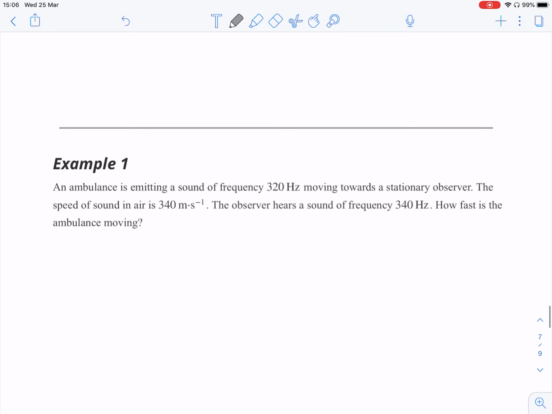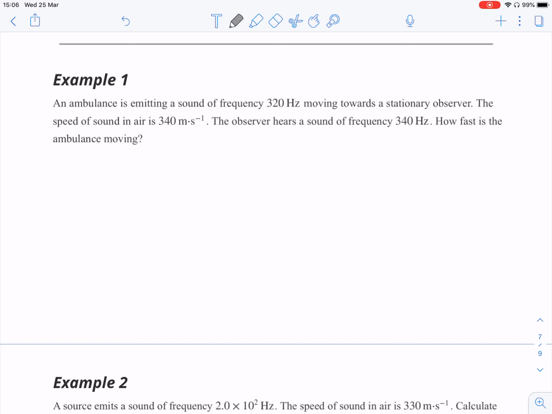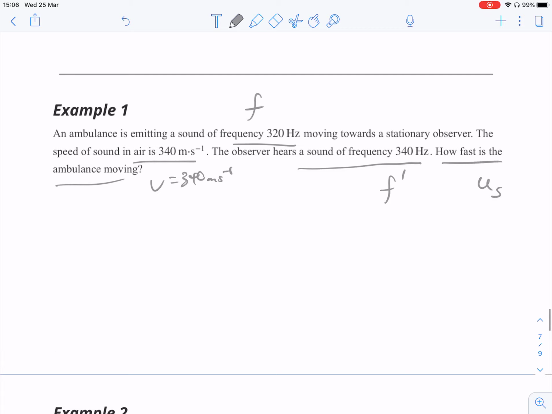Okay, so let's have a look at a few examples here. Here we have an ambulance emitting a sound of 320 hertz. So that's going to be frequency. The observer hears a sound, so that's F prime. And the speed of sound is 340 meters per second. And we're asked to find how fast the ambulance is moving. So that is U of the source, the velocity of the source. And so this is our first example here.